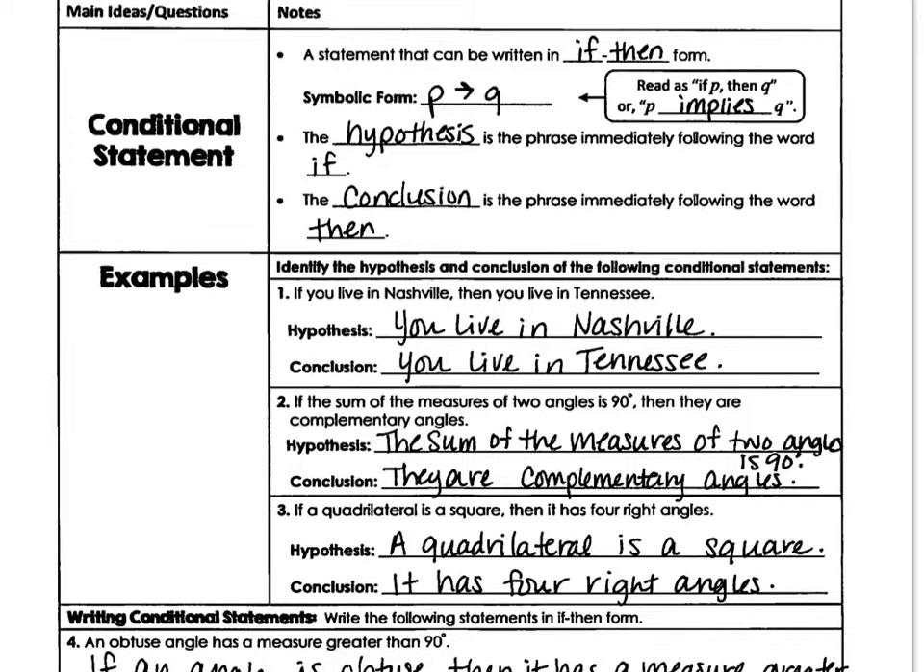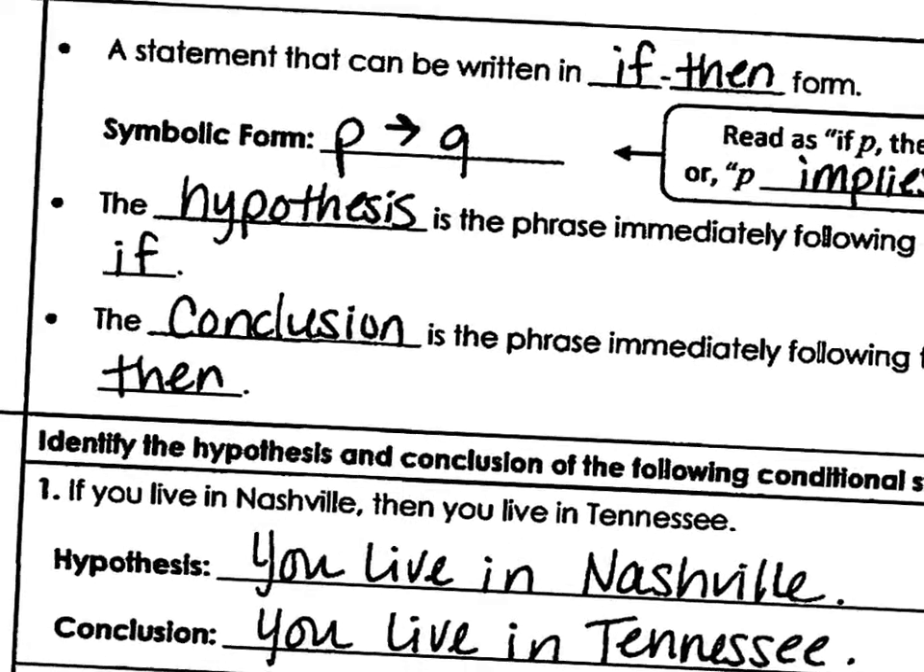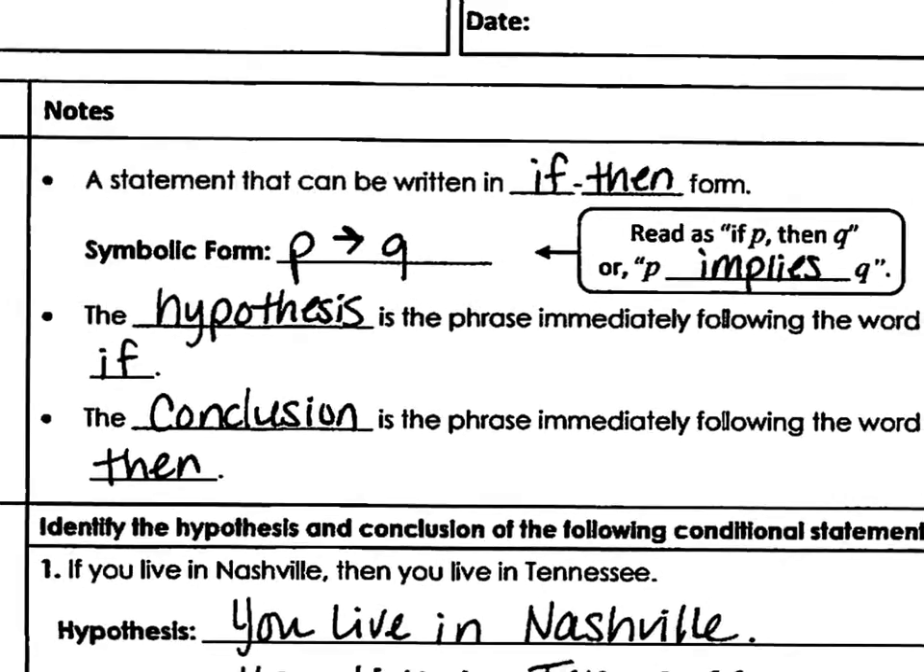Prior to this lesson, we were talking about compound statements, where we looked at different types of compound statements, such as a conjunction and a disjunction. Those were connected with the word "and" or "or." A conditional statement is a statement that can be written in if-then form.